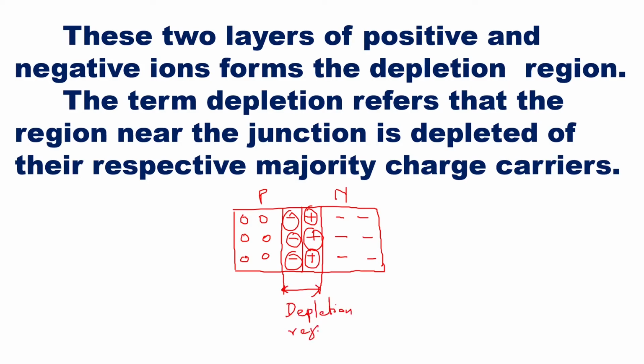This is one of the terms you have to remember when you join a p-type and n-type semiconductor. The term depletion refers to the fact that the region near the junction is depleted of its respective majority charge carriers. That means the majority charge carriers of p-type semiconductor were holes, and of n-type semiconductor were electrons. Those majority charge carriers are not seen at the junction because of the formation of these ions. So that area at the junction is depleted. It has been reduced of majority charge carriers. There are only ions there.